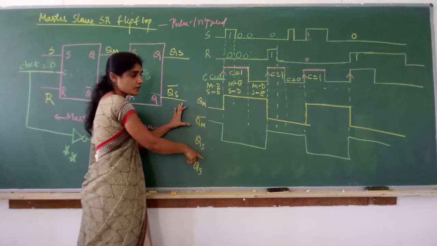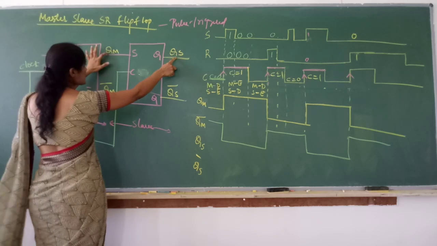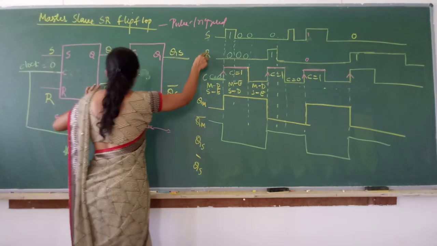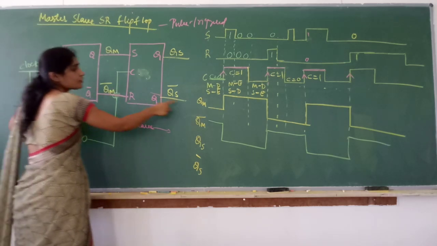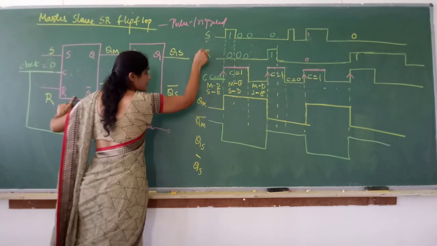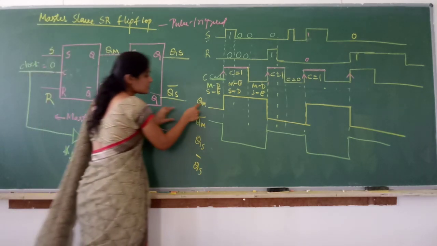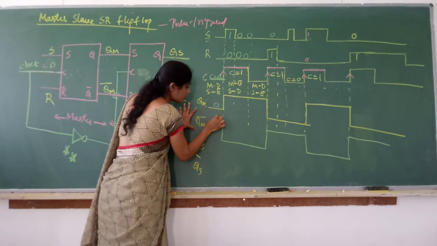You get the output QS. What are the inputs to write QS? QM, QM bar. To write QS, you should not see SR. SR are the inputs for master. So to write master output, I have seen SR. But to write QS output, you have to check QM and QM bar. So QM, QM bar 0, 1.